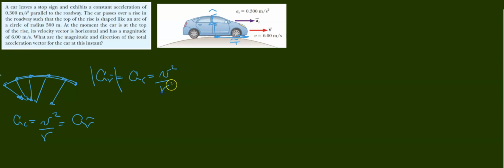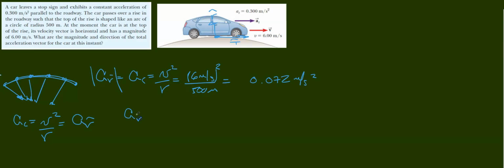So v squared over r, so v is 6 meters per second, the radius is 500 meters, and that gives us an acceleration of 0.072 meters per second squared. That's the magnitude. Of course, we see that it has to be pointing towards the center of the circle. That means it's going down.